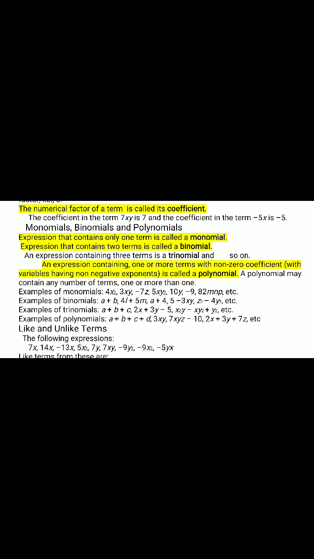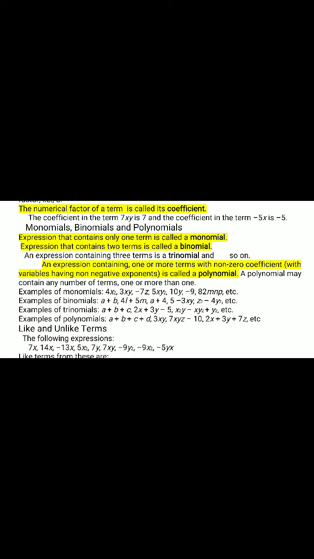Now there are a few examples of monomials: 4x, 3xy, minus 7z, 5xy, 10y, minus 9, a22, mnp, etc. These all are monomials.